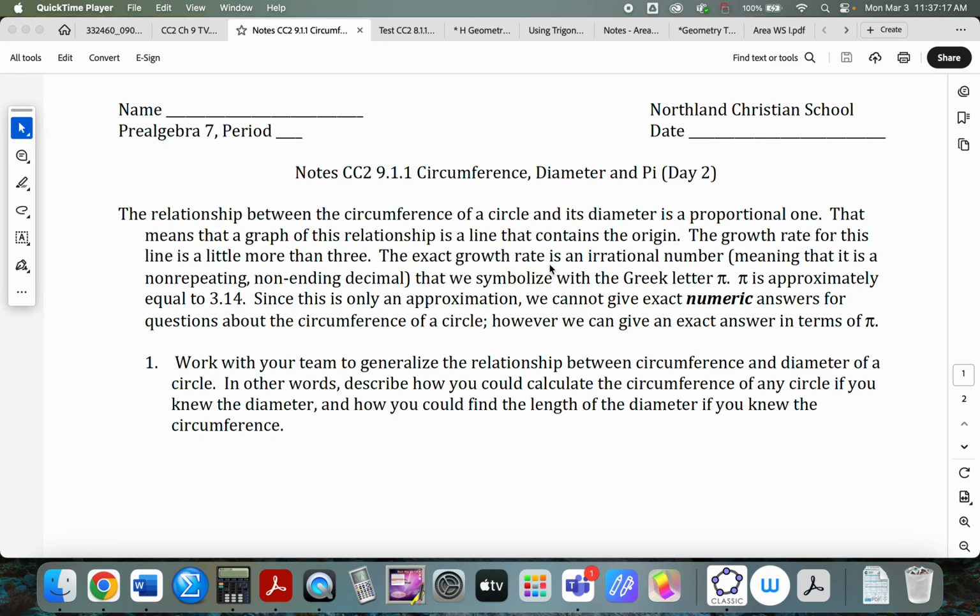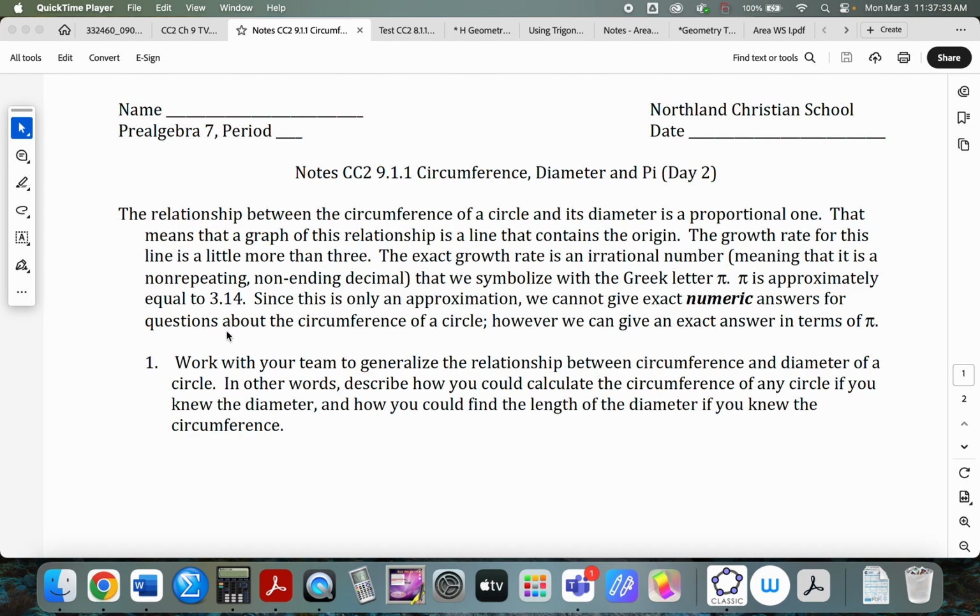The exact growth rate is an irrational number, meaning it's a non-repeating, non-ending decimal that we symbolize with the Greek letter pi. Pi is approximately 3.14. Again, that's just an approximation. It's not exact. Yes, sir?